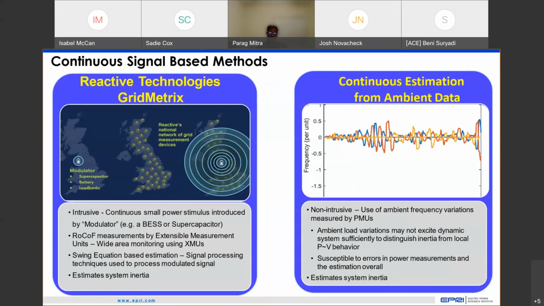In addition to that, we also have some limitations with our measurement capability. So if you're measuring it with a PMU, there are certain delays associated with it, and you might have to look at advanced signal processing techniques to obviate those measurement delays and try to estimate the real inertia of the system. So moving on.